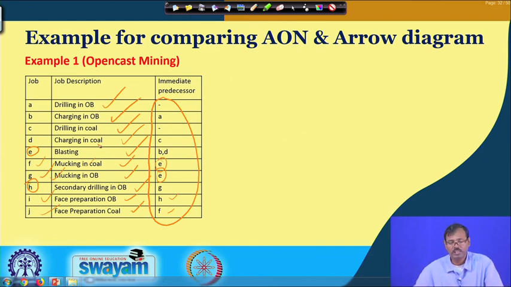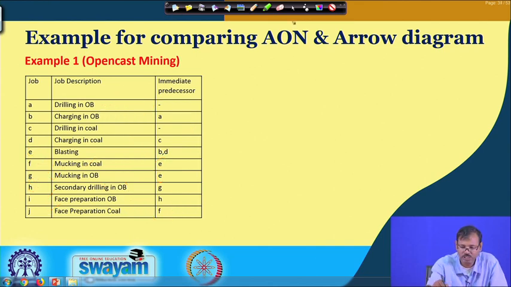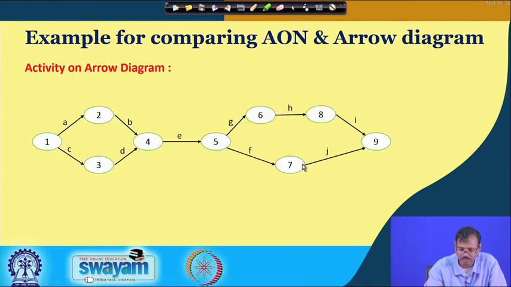So, this is a very simple network and very easy for a mining engineer to understand: how drilling, charging, then blasting has to be carried out, then the mucking, big boulders will be sorted, then the secondary drilling and blasting will be carried out on the big boulders, then the face will be prepared for the overburden and coal for the next round of operation. So, this is very easy to understand. Let us see the network.